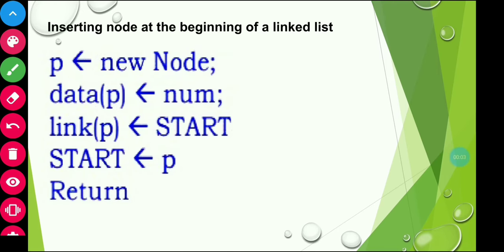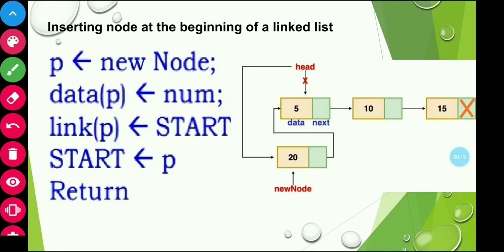Inserting a node at the beginning of a linked list. The new node which we are going to insert will be inserted at the very beginning of the linked list here. How to do that? See the algorithm. Let me explain this by taking one example here.